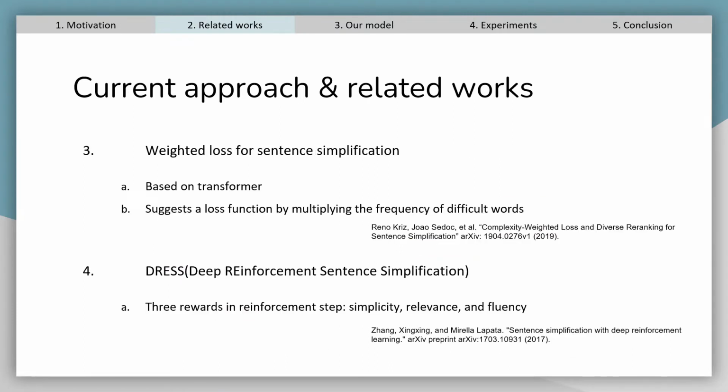Third one is also transformer based. It prevents output sentences from using difficult words by using a loss function that multiplies their frequencies. Last one is called DRESS, which uses three rewards in the reinforcement step: simplicity, relevance, and fluency.